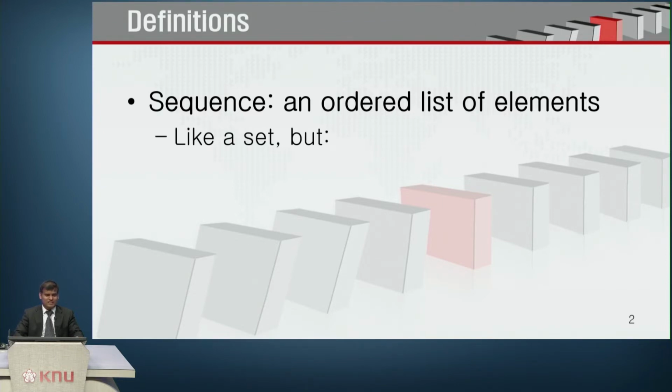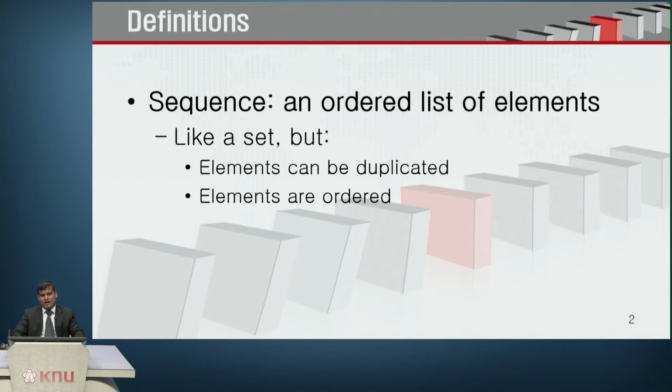Well, it's just like a set, but the elements can be duplicated. As you know, in sets it doesn't make any sense when you duplicate an element, whereas in a sequence it is possible that it can have elements that are duplicated. And elements are ordered. Unlike sets, elements in a sequence have an order. Well, the term sequence itself gives us a thought on the order in which they appear.